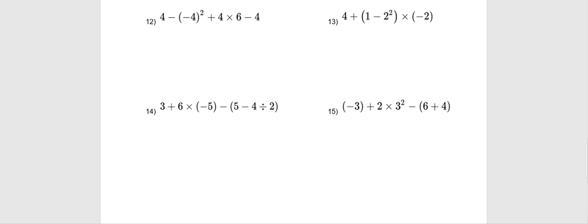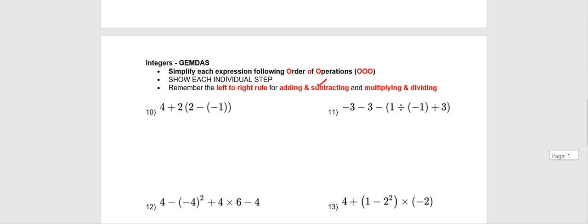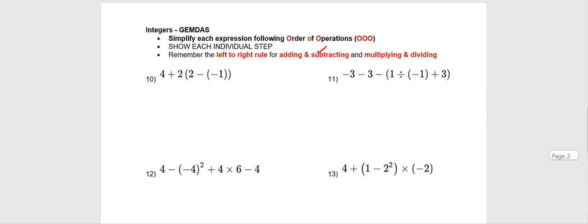Down in number 14, now naturally the multiplying does come first, but if it did not, then I would move left to right, taking the first step of multiplying or dividing before I moved on to the next step of multiplying or dividing. So just make sure that we are moving left to right as we go across with adding and subtracting and with multiplying and dividing.